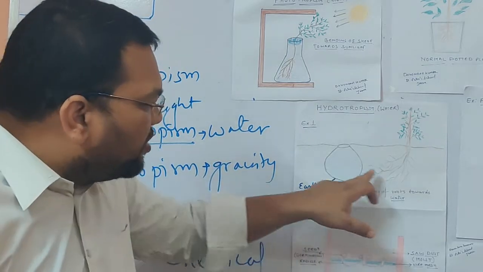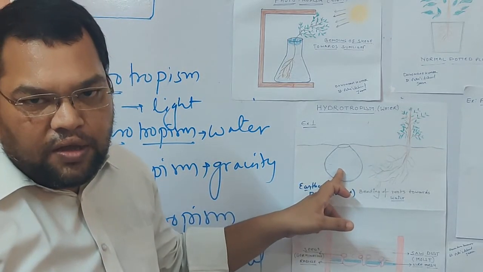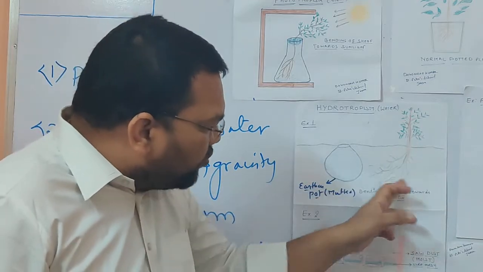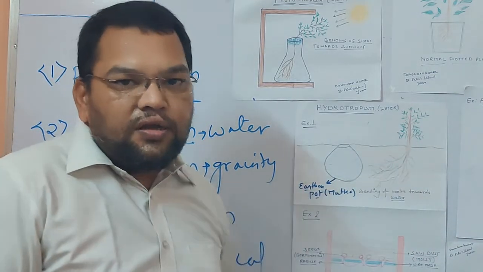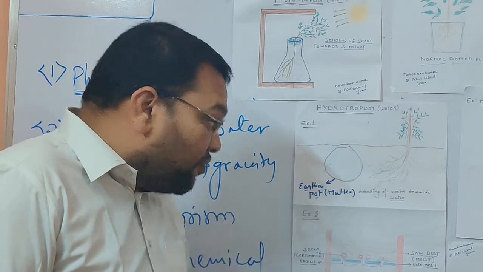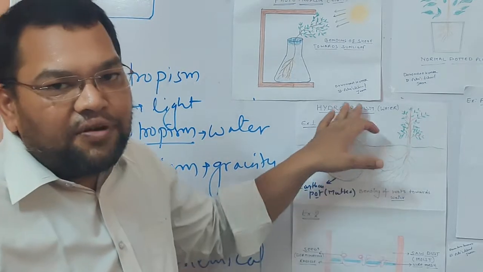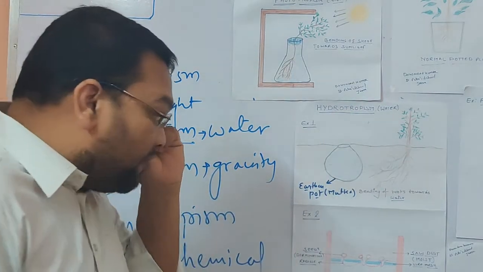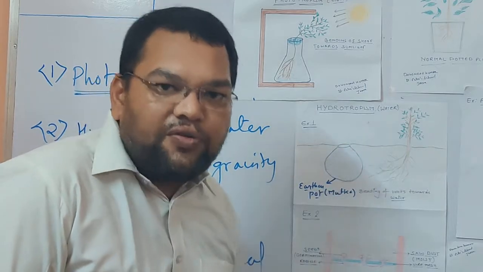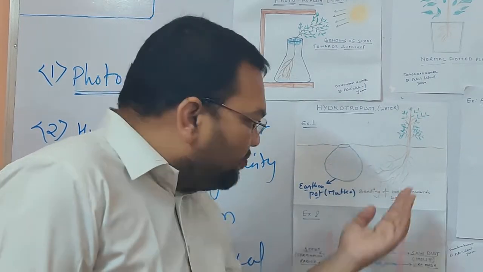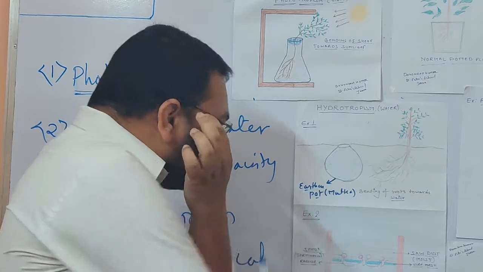Why is it so? Because the water is present here. So these roots were bending towards the water. Now this bending of roots towards the water is the best example of hydrotropism. The roots were bending towards the water.